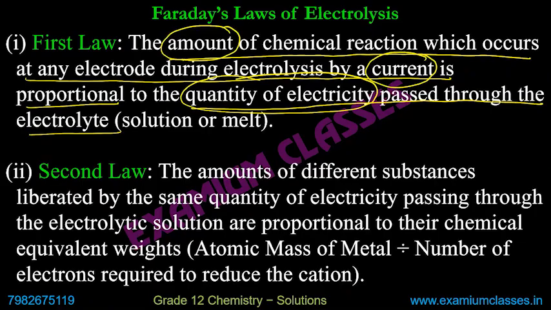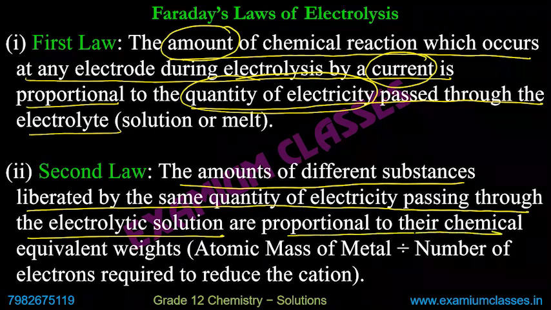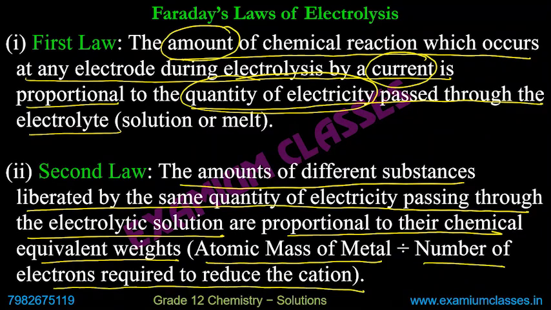Second law: the amounts of different substances liberated by the same quantity of electricity passing through the electrolytic solution are proportional to their chemical equivalent weights. Equivalent weight is atomic mass of metal divided by the number of electrons required to reduce the cation. Normally in CBSE equivalent weight and normality questions are not used; you will get them only in JEE Mains and NEET, not in JEE Advanced.